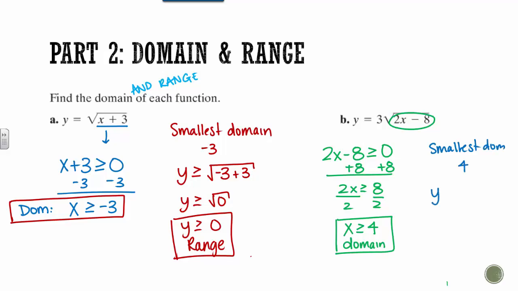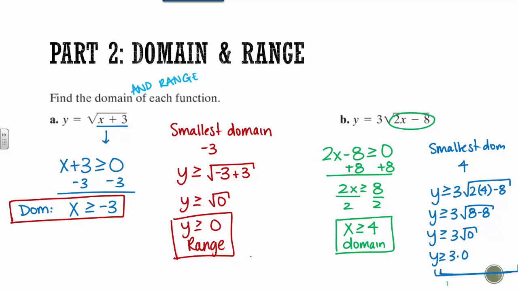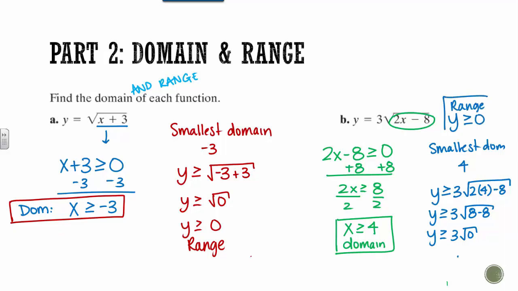And we need our y values to be greater than or equal to 3 times the square root of negative 2 times 4 minus 8. We'll do some algebra here. We end up with that square root of 0 again. I know the square root of 0 is 0, and 3 times 0 is just 0. So my y values need to be greater than or equal to 0, and that's my range.